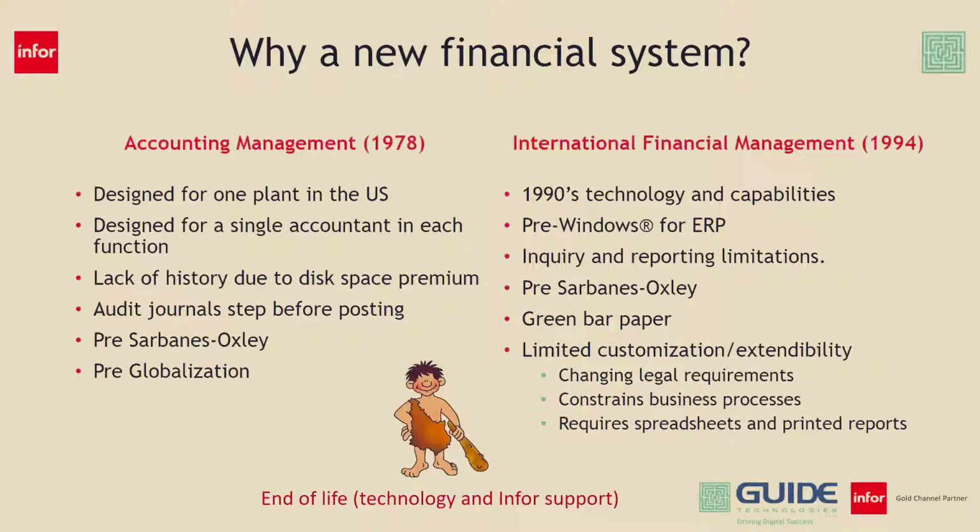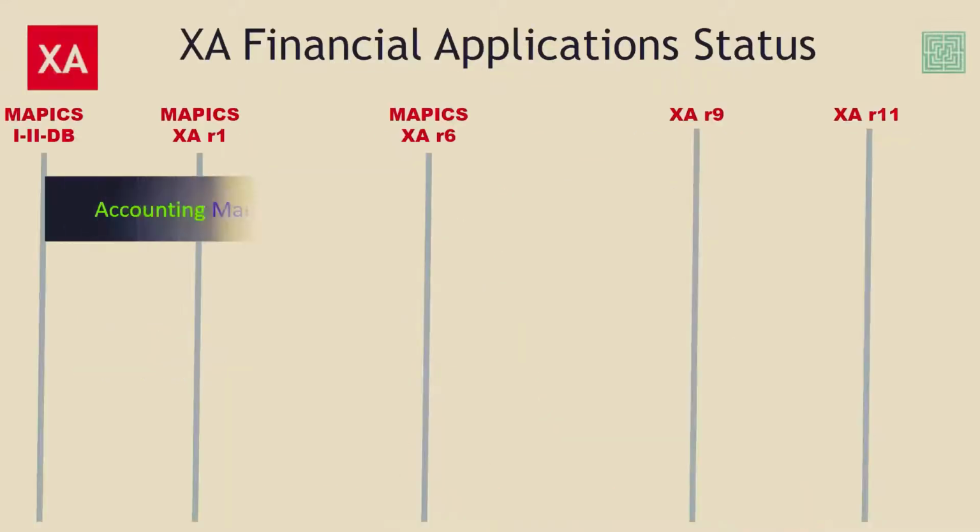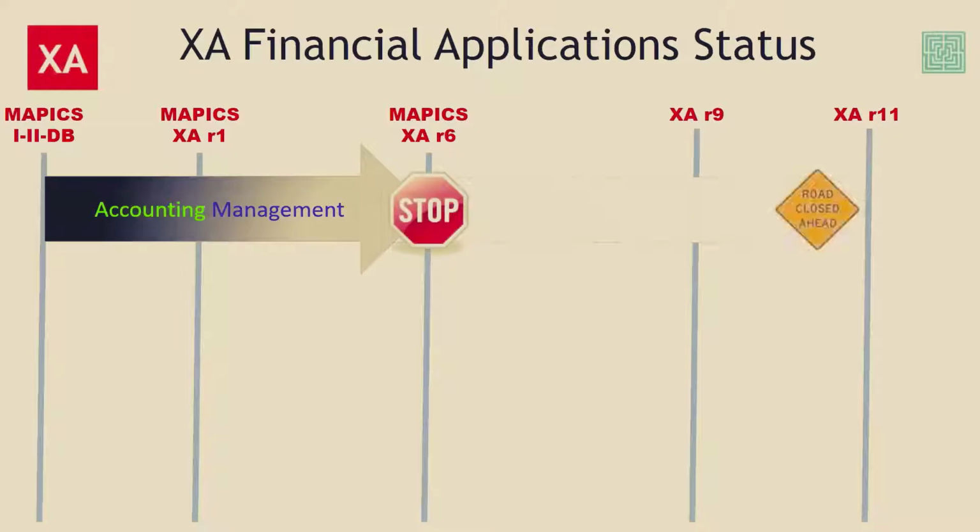So IFM was much more powerful and handled a lot of the multi-company, multi-country type of requirements. But it still is not as strong as what we need today. So accounting management was discontinued in the early 1990s. IFM has been discontinued as of Release 9. There's no more improvements being made to IFM. Again, XA is going to continue to allow you to use those things, but there's nothing new happening.